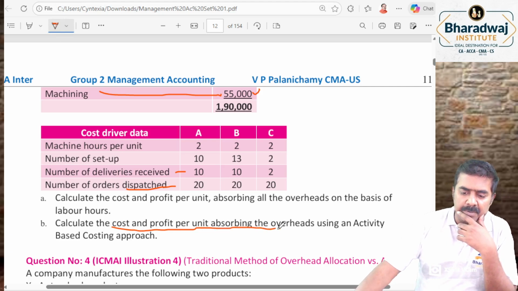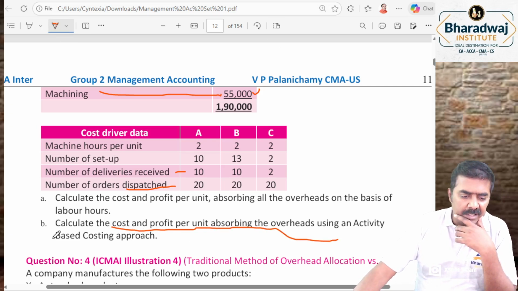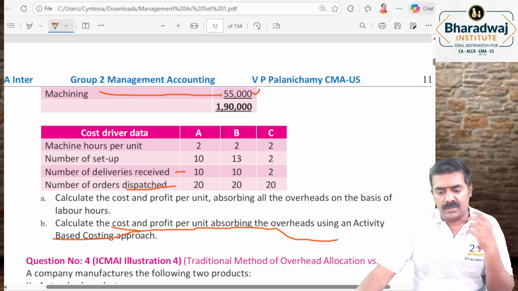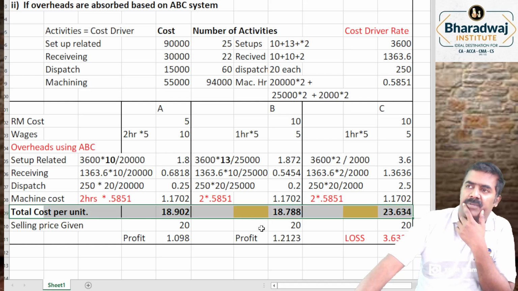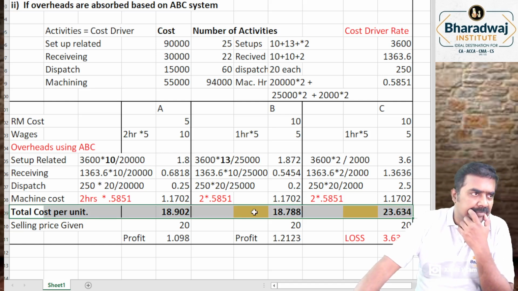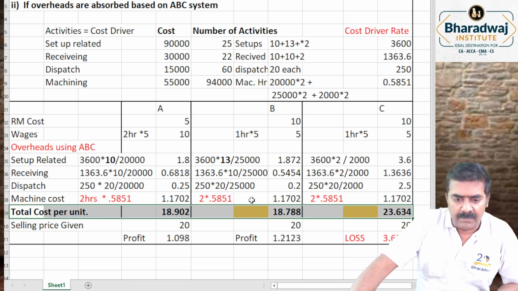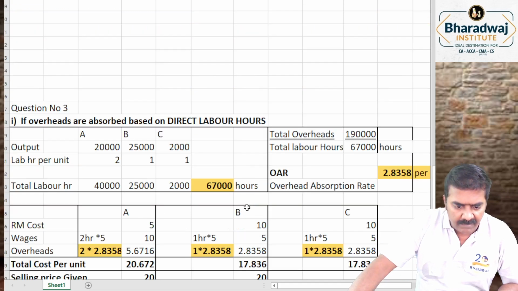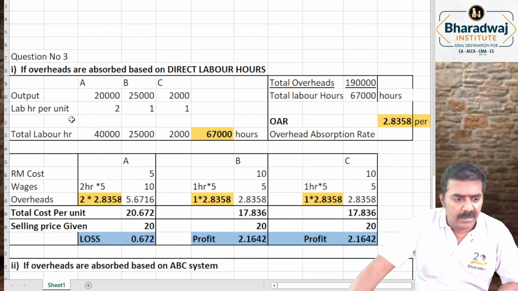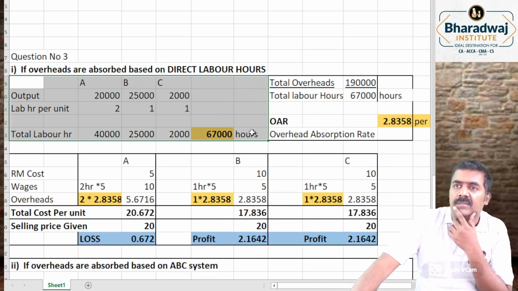Profit per unit, absorbing the overheads using which method? ABC approach like that. In the total approach we would have multiplied with the total number of units, but here they asked you which one? Per unit approach. Maybe a minute of recollection before we close for this question. Any doubt on this first one?